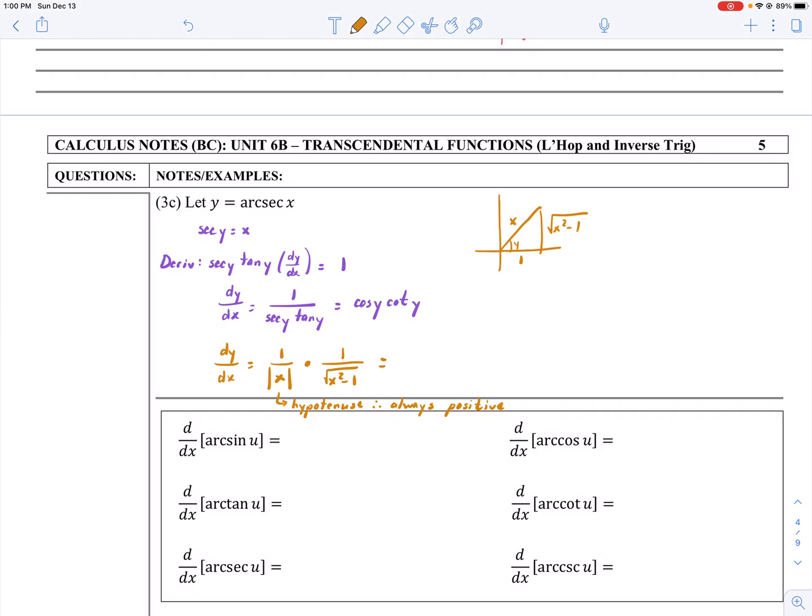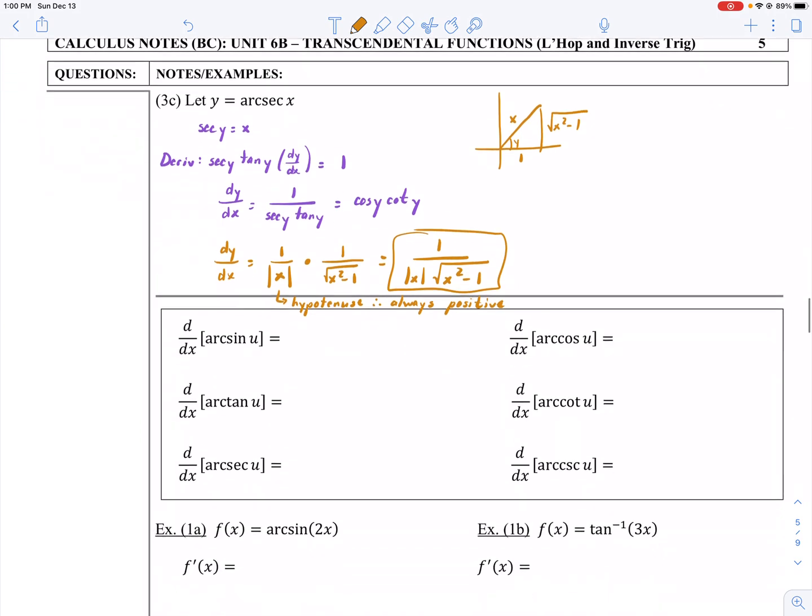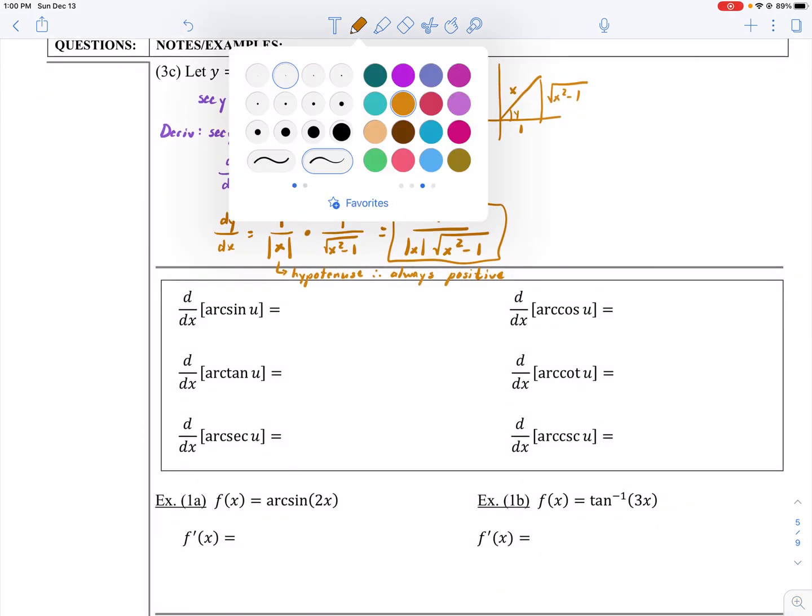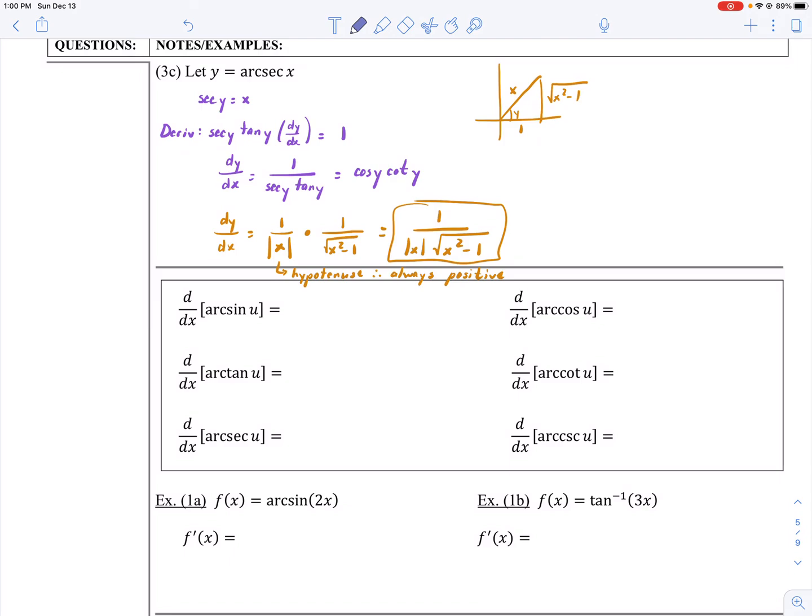So dy dx, the simplest version, is going to be 1 over the absolute value of x times the square root of x squared minus 1. That's going to be your dy dx for secant. So as far as the formulas go, this is what they look like. Obviously, I don't have to just have x, right? I could have something else in there besides x.